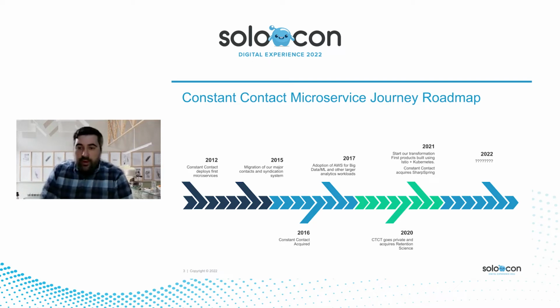So after a few years of this, we started to take a step back around 2019. We started to see some adoption of Kubernetes, some kind of organic growth, but it really hadn't gained wide traction in the company. We had some small products that were deployed on Kubernetes, but by 2020, things were really beginning to change. So we had started to look at transformation, and while we were looking at transformation, CTCT went private. And we also acquired another company called Retention Science, and they deploy everything in the cloud.